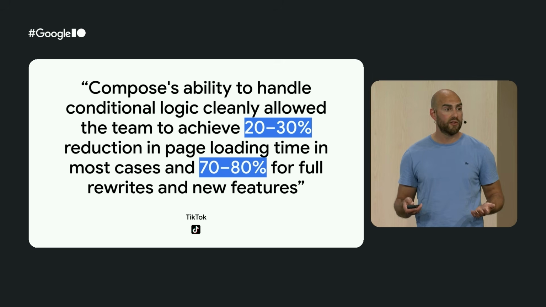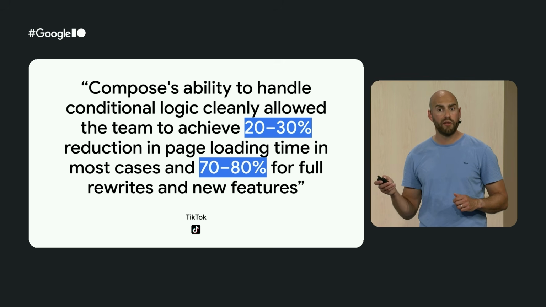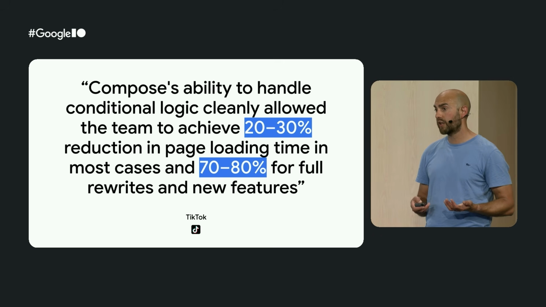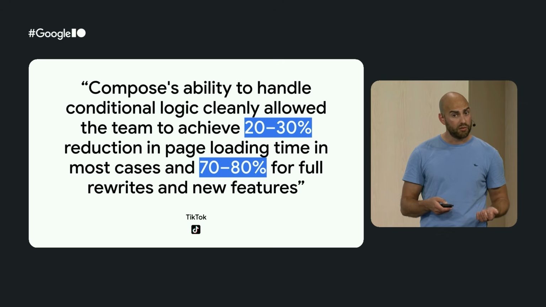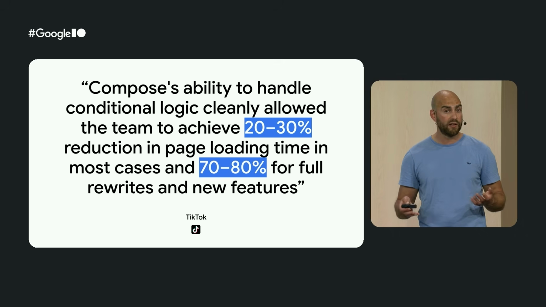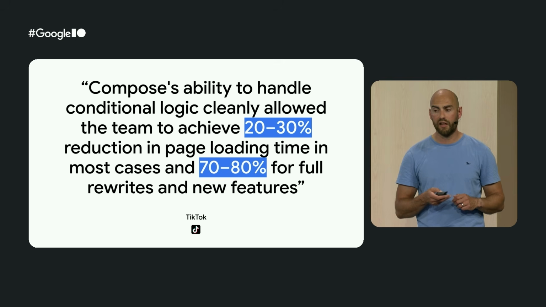And it's not just benchmarks. We see this in production too. In fact, TikTok told us that the expressive Compose APIs help them to rewrite a number of their screens into Compose. And this not only made their code more maintainable, but they also saw performance improvements, seeing a reduction in page load time of up to 20 to 30%. And in one case, they saw a huge 78% speed up.